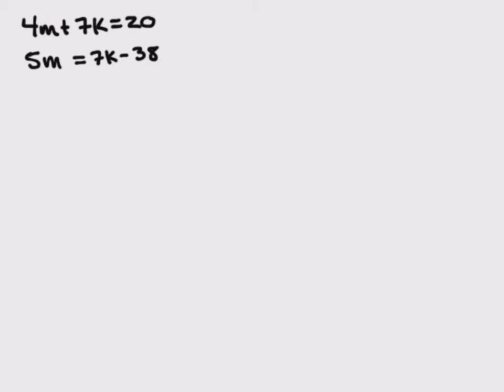Now let's try to solve the system of equations 4m plus 7k equals 20 and 5m equals 7k minus 38. So just looking at both, I can tell right away that it's going to be really tough to graph these without doing some eyeballing on the graphing part, because there's going to be a lot of fractions whether or not we solve for m or for k. Equivalently, because solving for m or k is going to involve a lot of fractions, using the substitution method might be a little bit tedious.